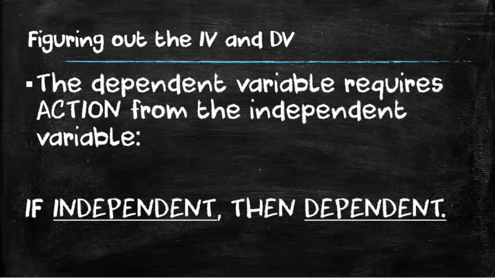In other words, if this is present, then this will happen. So the dependent variable is requiring action from the independent variable. So now at this point, you should be able to go back to your article about the blogger's text messages and figure out what her independent and dependent variables are. You should be able to figure out her hypothesis. And if you want to pause the lecture now to see if you can find those, feel free to do so.